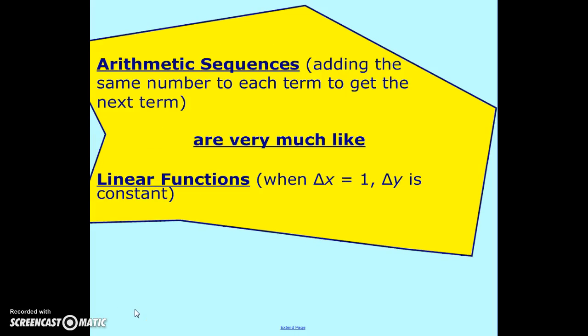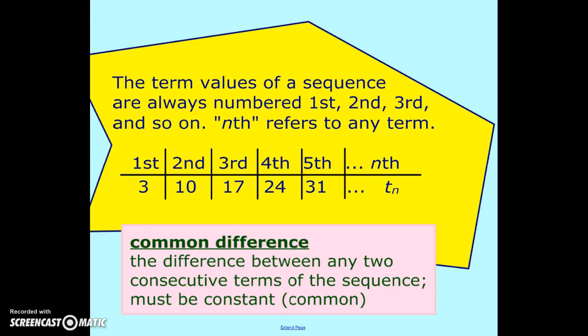Arithmetic sequences are very much like linear functions, which is why we're connecting it to what we're doing now. In the next box, you have a table that you can fill out with these terms. So our first term is 3, our second term is 10, third term 17, fourth term 24, fifth term 31.